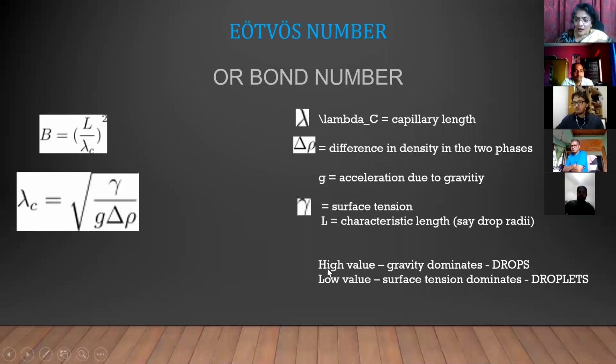What I want you to notice is the following. If you have a large Bond number, gravity dominates, and in those cases, the drop is called a drop. If the value is low, then it's only surface tension and gravity does not have a big role to play, and those are called droplets. So we understand a drop as something which is affected by gravity. It can fall under gravity, whereas a droplet is something which is not affected by gravity and is dictated only by the intermolecular forces that exist within the system itself.